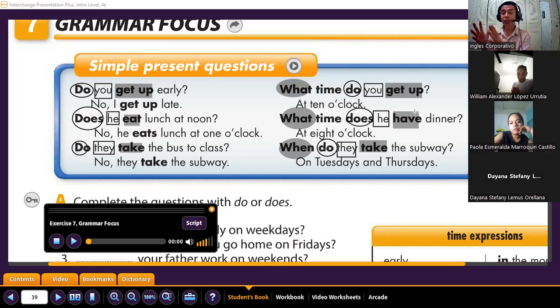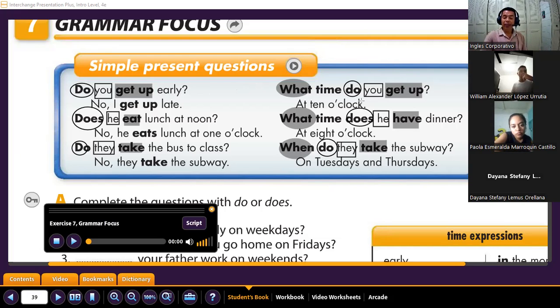Now, let's go to the answers of the information question. The information is open. La información está abierta, right? What time do you get up? At 10 o'clock. You don't answer yes, I do, or no, I don't. The answer is the time: it's 10 o'clock. When do they take the subway? On Tuesday and Thursday, right? So, specific information. So the difference number one is that yes, no questions only have yes or no as the answer.